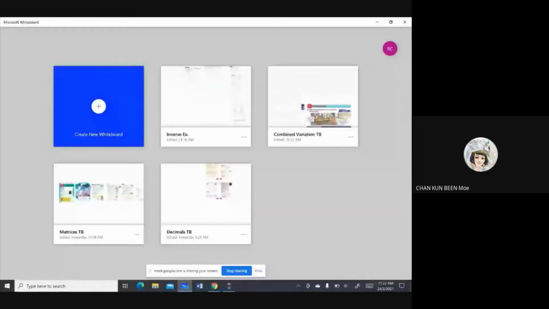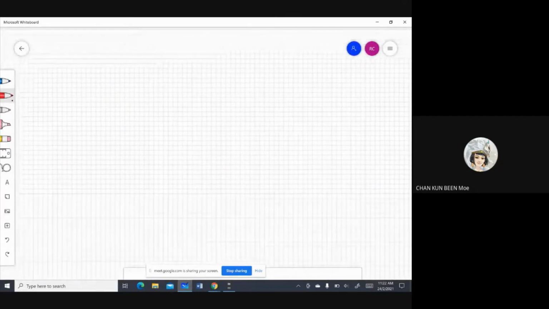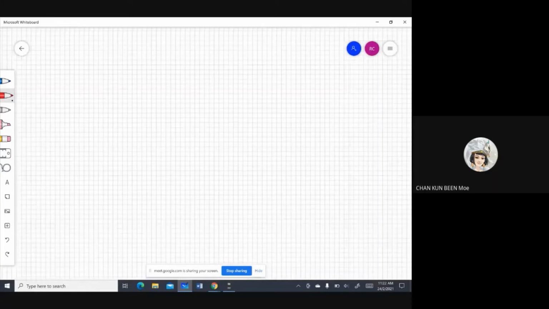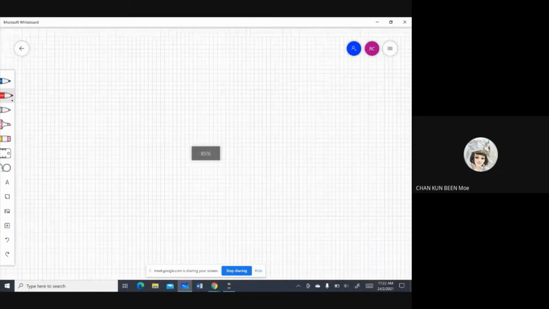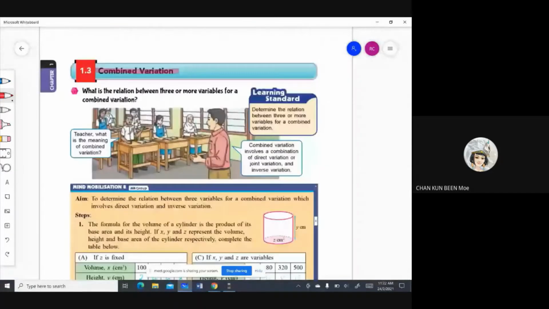The first part is direct variation. And last lesson, you learned about inverse variation. So today we are going to look at combined variation. As long as you know direct variation and inverse variation, there won't be any problem for you to solve the combined operation, combined variation. So 1.3, the last part here, combined variation.